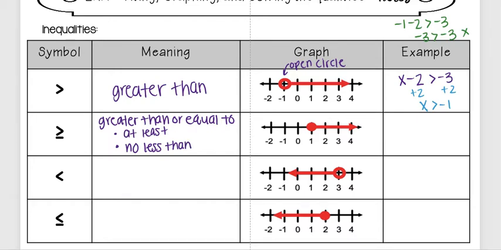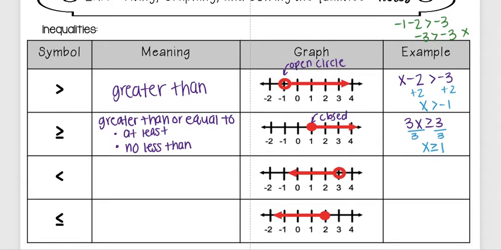And so here we see I have a closed circle, and what that means is I can have everything bigger than 1 but also equal to 1. So an example would be 3x is greater than or equal to 3. When I solve for x there, I'm going to divide by 3, and I get x is greater than or equal to 1. So that's how I would write the inequality for this graph. And that's because of the closed circle.